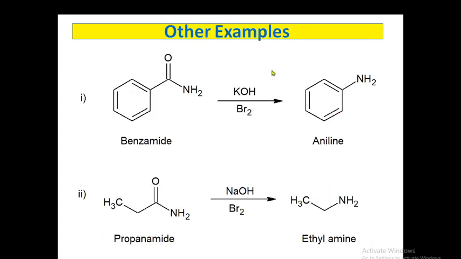If you see other examples of this Hofmann bromamide rearrangement, if you take benzamide, it will give you aniline after completion of this reaction. If you have propanamide as your reactant, the product will be ethylamine, just the elimination of this carbonyl group. NH2 will join to this, and you will get ethylamine. Okay, so this is about the Hofmann bromamide reaction.